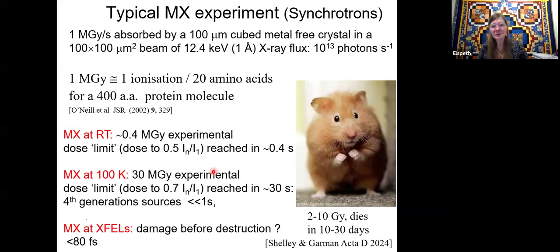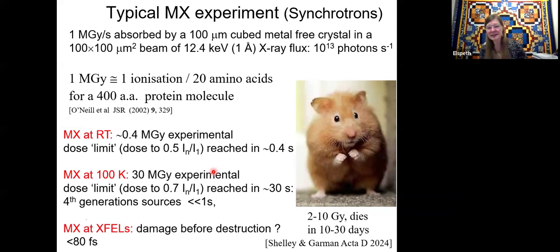So at room temperature, the limit is much lower, about 70 times lower, and you reach that 0.4 megagray in about 0.4 of a second at a modern synchrotron. For 30 megagray, you'll reach it in about 30 seconds. But for the new sources, the 4th generation sources, it's less than 1 second that you have to collect your data set, which means that you've got to be really careful with what you're doing.